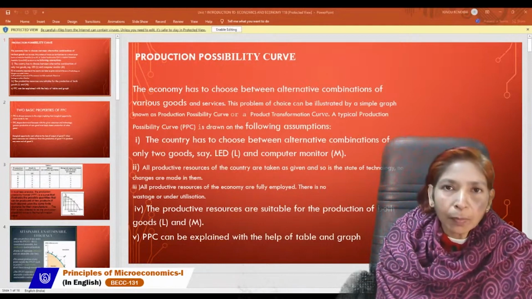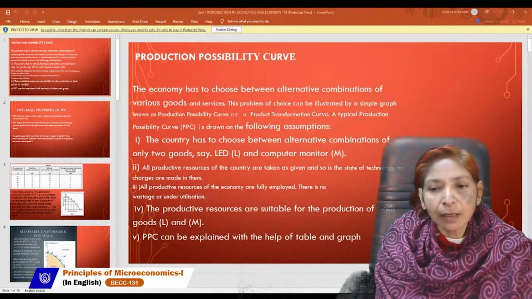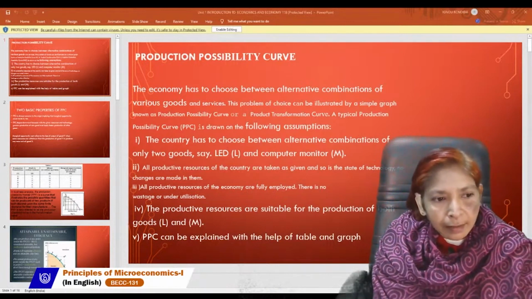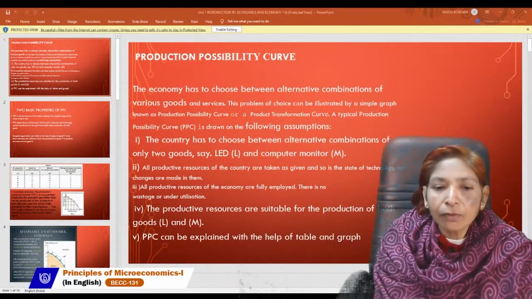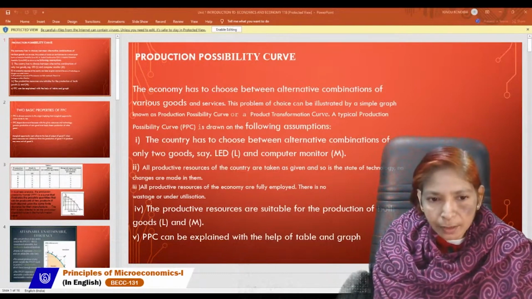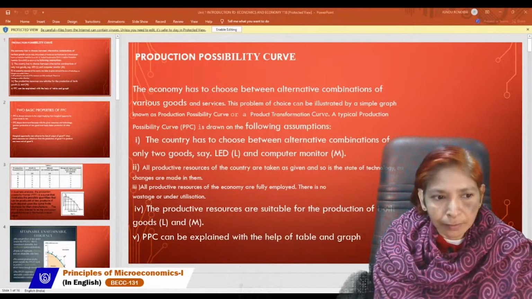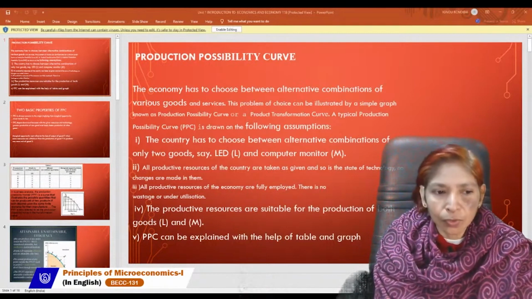The second assumption is that all productive resources are fully employed and the state of technology remains constant. There will be no change in the technology when we define this PPC curve. And the third assumption is that all productive resources of the economy are fully employed. Fully employed means no one is unemployed. No factor is unemployed under this production possibility curve. There is no wastage or underutilization of resources.